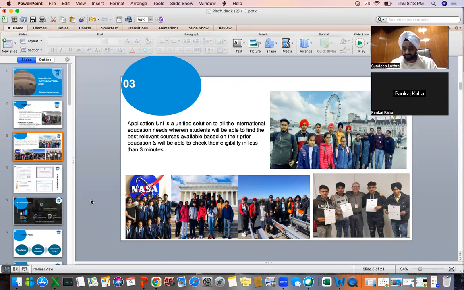Now I'll focus on Application Uni. That's a startup. We started during the COVID pandemic period, and right now we see the biggest problem is there's no transparent platform for international students across the globe. We really want to focus on the Indian market because that's the biggest market for international overseas education students.